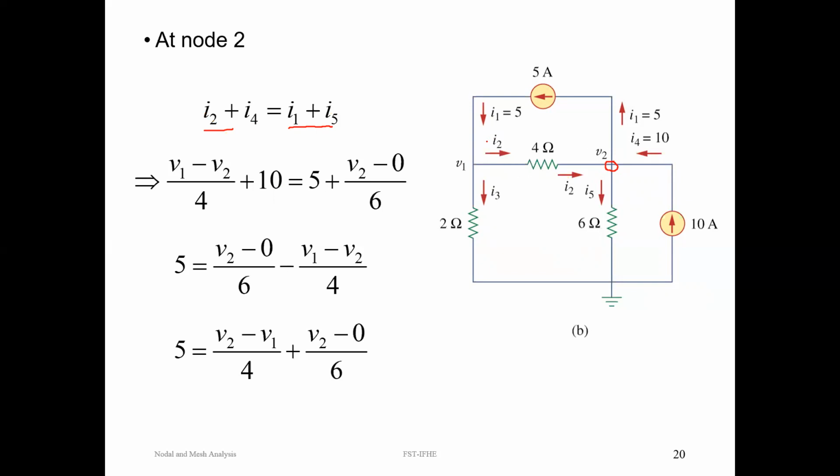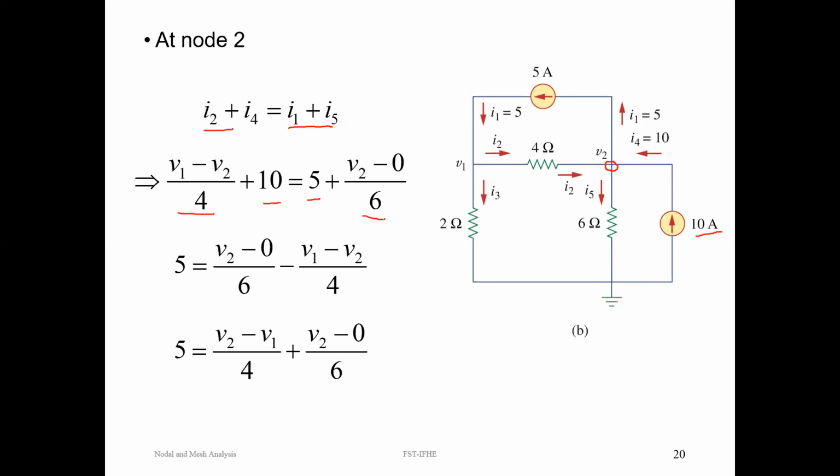So what is I2? I2 is the current flowing from V1 to V2, which is V1 minus V2 by 4 ohms. What is I4? I4 is the current coming from the current source, which has a fixed value, so I4 is 10 amperes. What is I1? I1 is the 5 amperes current leaving the node, so I1 is replaced with 5. What is the I5 current flowing from V2 to ground? It is V2 minus 0 by 6.